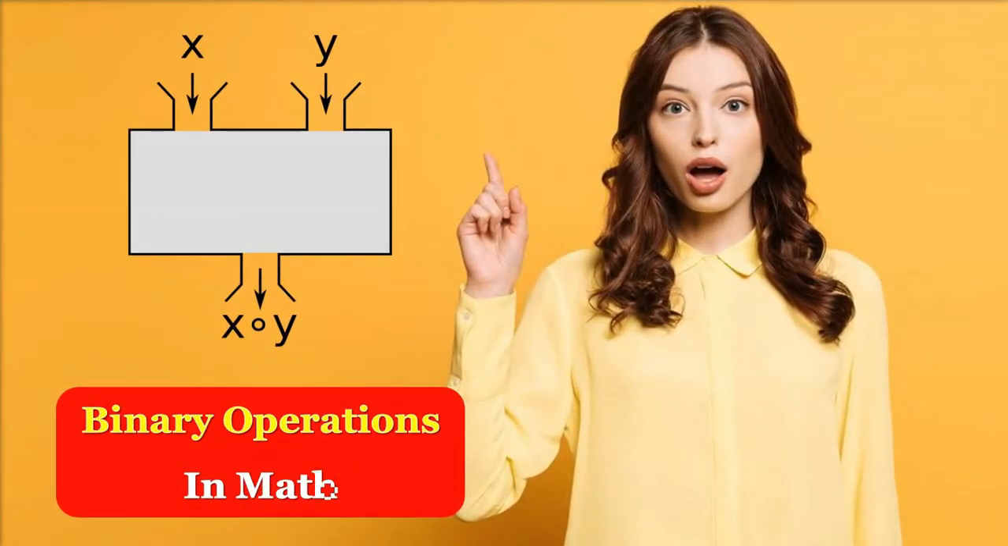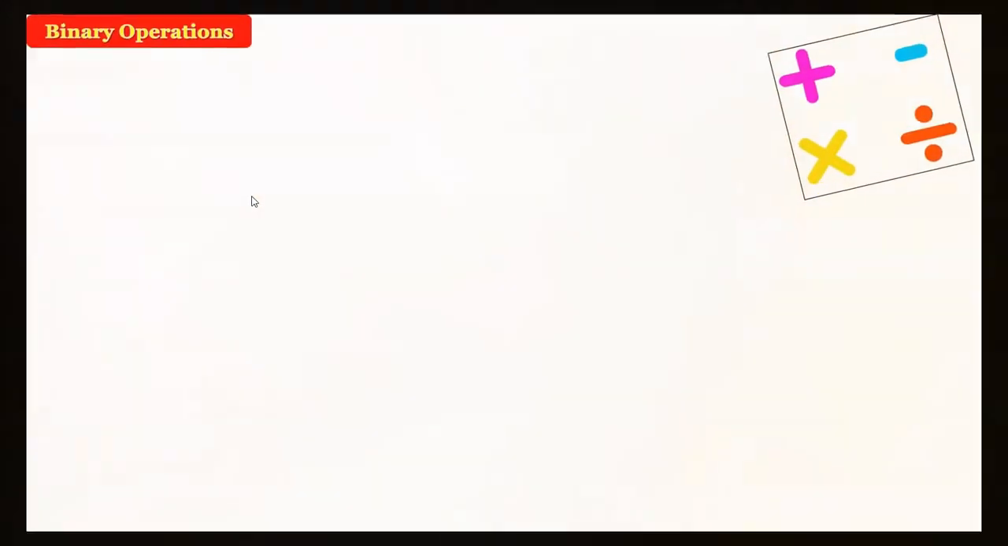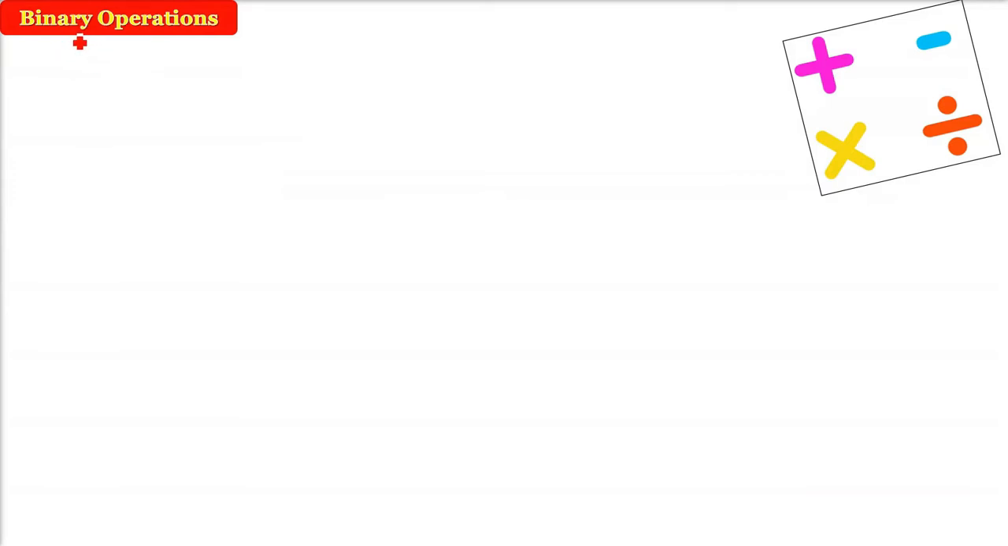What are binary operations in mathematics? The first thing is, what are binary operations? We will try to understand the words first. Binary consists of "bi" and "ary". Bi means 2. So that means in binary there will be two values, two operands actually, and they will operate; there will be a certain operation.